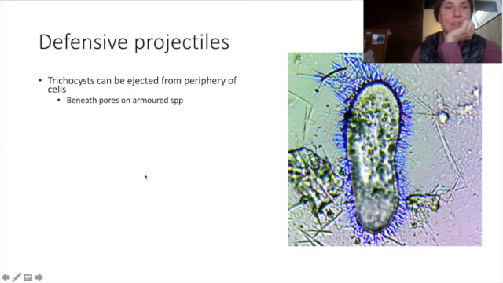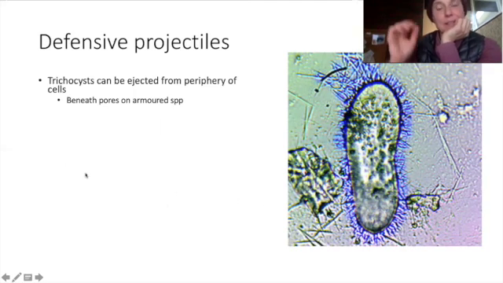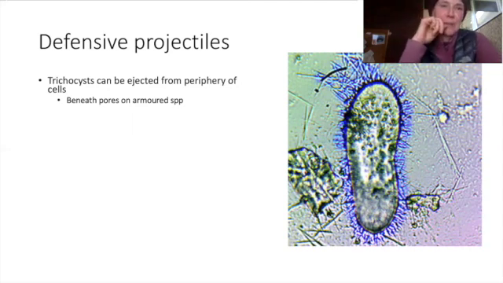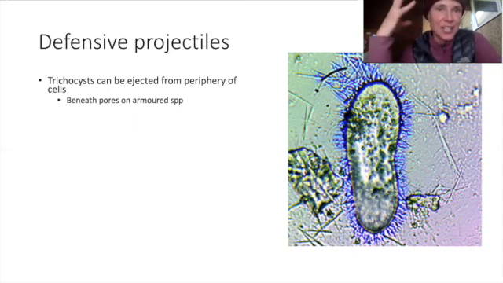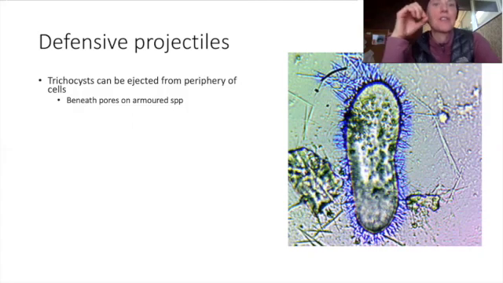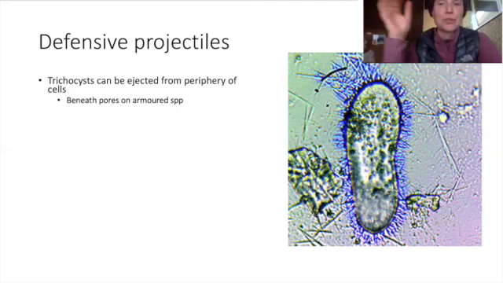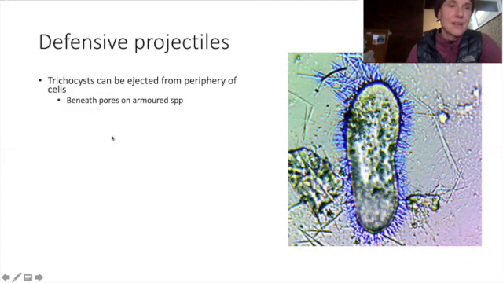Now, this is an example that looks like paramecium, but dinoflagellates also produce some defensive projectiles, trichocysts. These are little spears that are synthesized in their bodies and then ejected from the periphery of the cells. They're formed beneath the pores on armored species. So the theca have pores to release these trichocysts.